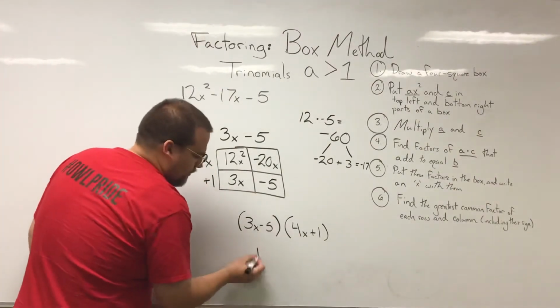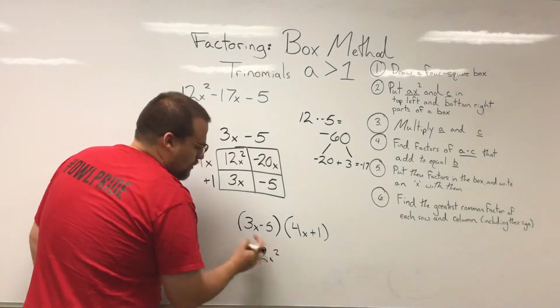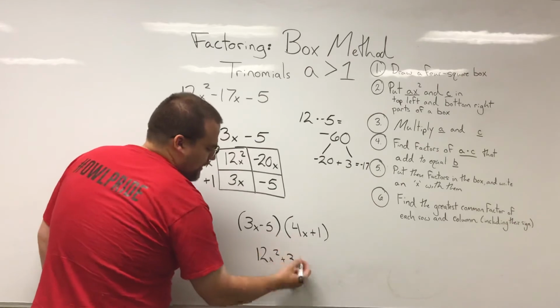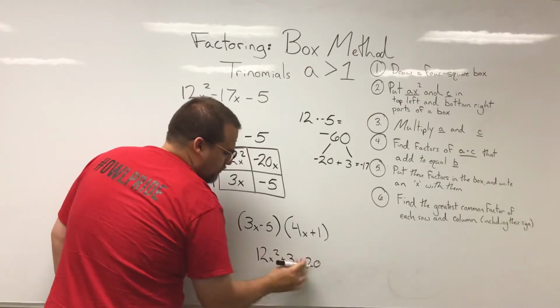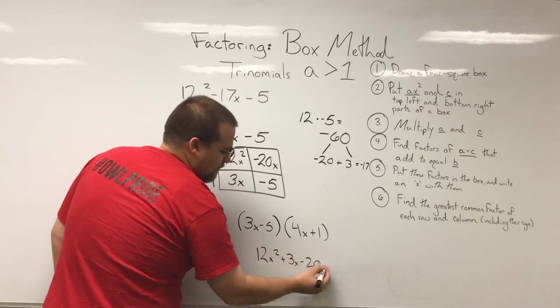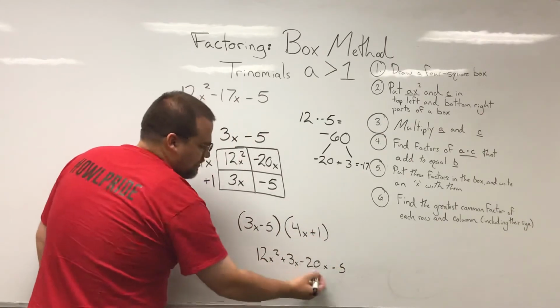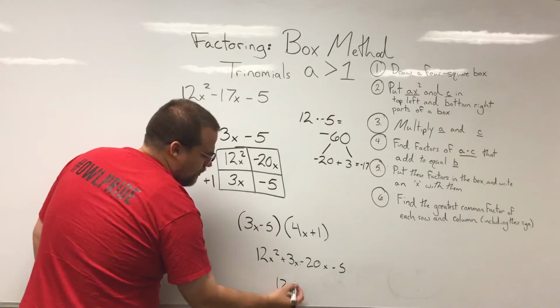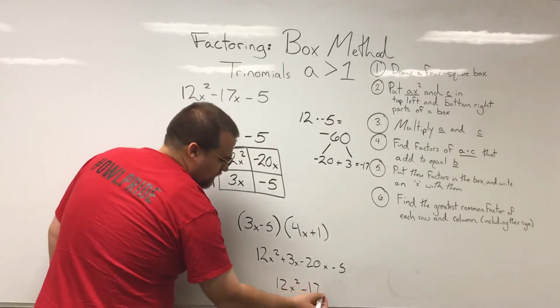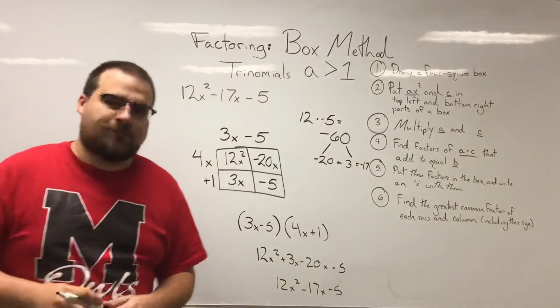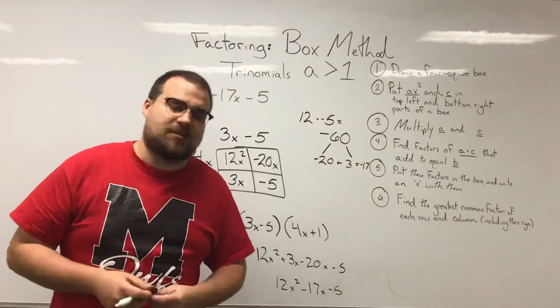3x times 4x is 12x squared. 3x times 1 is 3x. Negative 5 times 4x is negative 20x. And negative 5 times 1 is negative 5. These combine to be 12x squared minus 17x minus 5. Right where I started. And that's the box method.